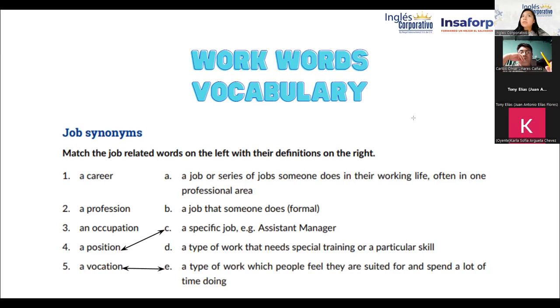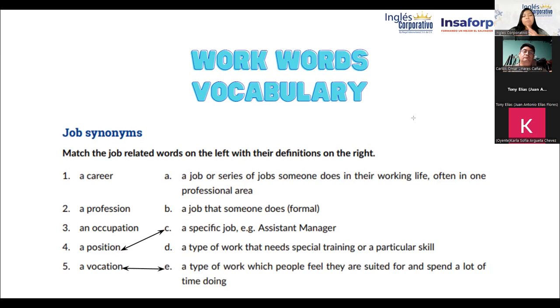System engineer. Okay. Very good. Yes, of course. Your vocation is something that you feel comfortable doing, right? That you feel that it is easy for you. That is your vocation. Maybe designer. Okay, you see? A graphic designer. Very good.